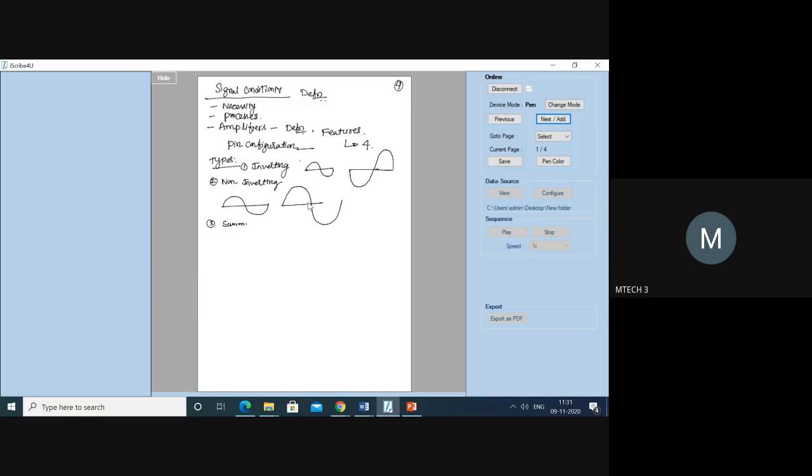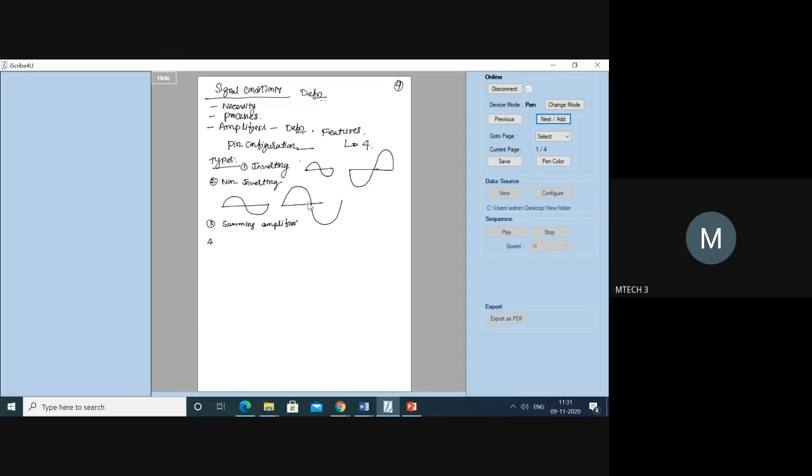Third one is summing amplifier. What is the output here? Output is the summation of. Correct? Tell me, somebody. What is the output? One by one. Output is inverted sum of input voltage, sir. Okay, output is the inverted sum of the input voltages. So that is the summing amplifier.